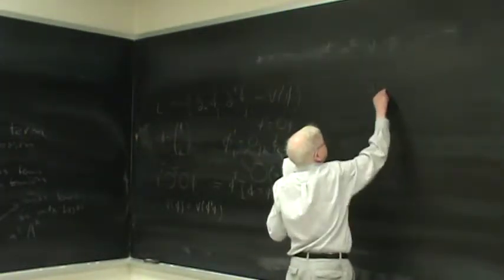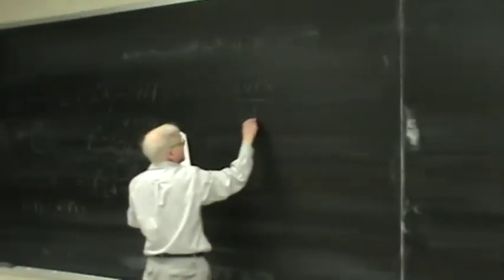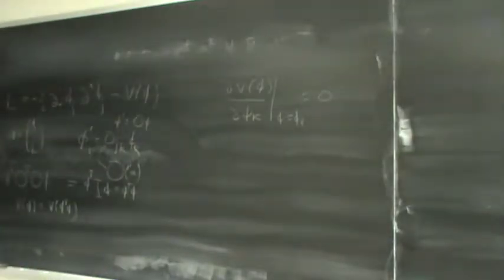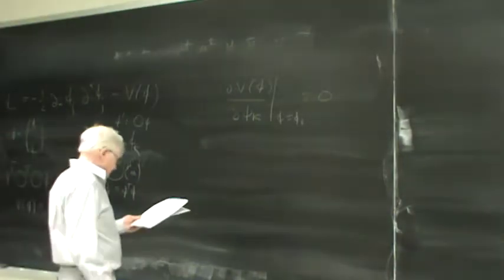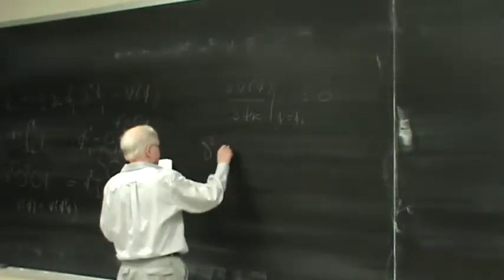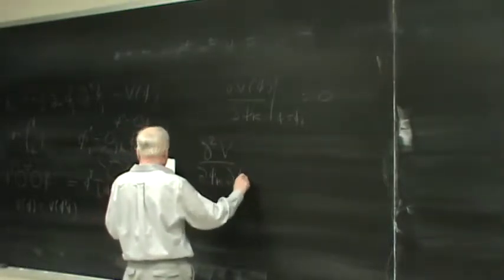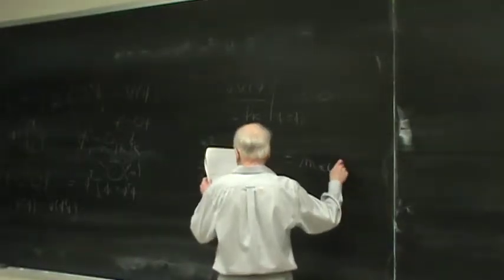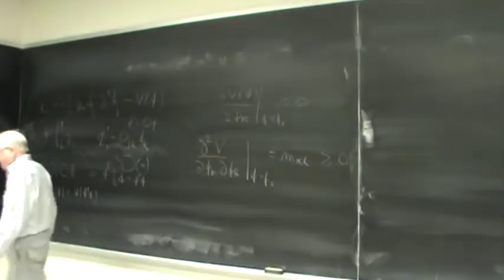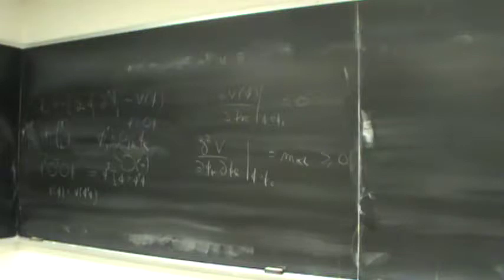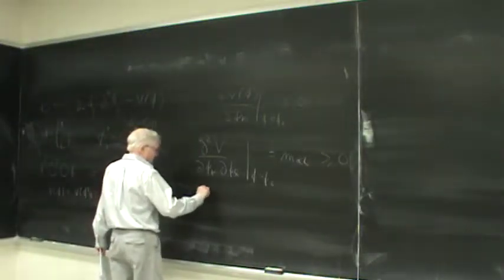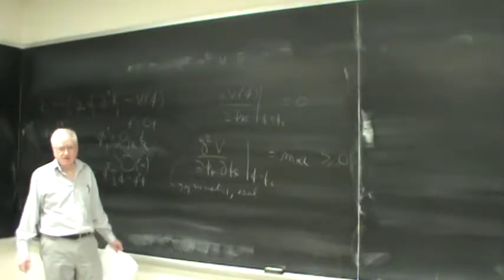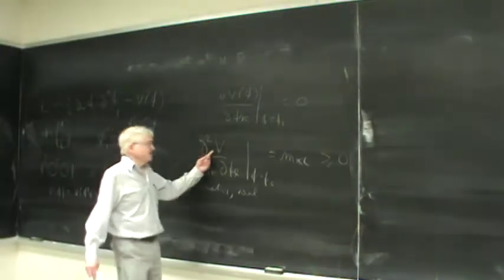Now, we know that the potential at its minimum, or at any of its minima, is 0. And the second order derivatives form a mass matrix, and when I write non-negative, what I mean is that it's obviously a symmetric, real matrix, so it can be diagonalized, and all the eigenvalues are 0 or positive numbers. Why is that? Well, it's because the potential has a minimum.